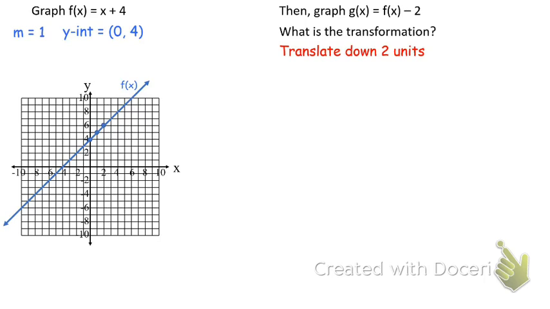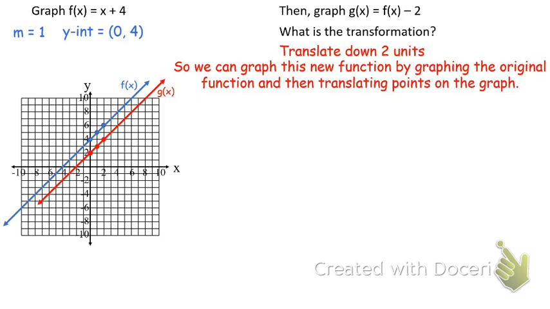If we take 0, 4 and move it down 2 units, it becomes 0, 2. There's a point on the new line. Then we can take the next point, which would be 1, 5, move that down 2 units. It becomes 1, 3. Let's grab one more. Let's take 2, 6 and move that down 2 units. 2, 6 becomes 2, 4. And I can see clearly what the new line looks like. This is going to be g of x. It's parallel to the original, but just translated down 2 units.